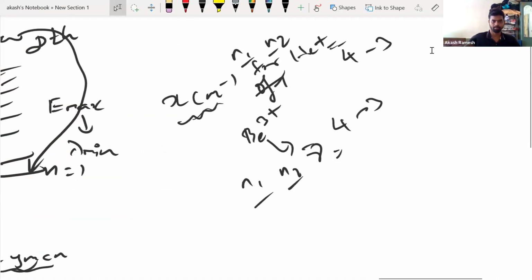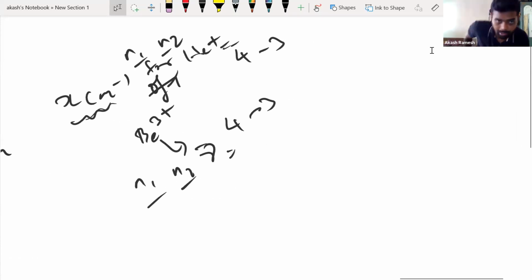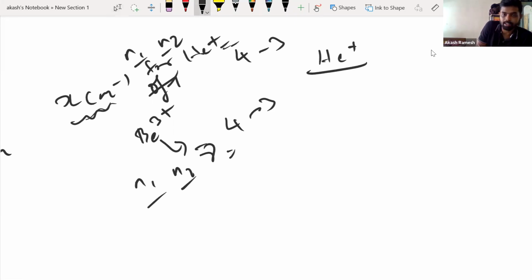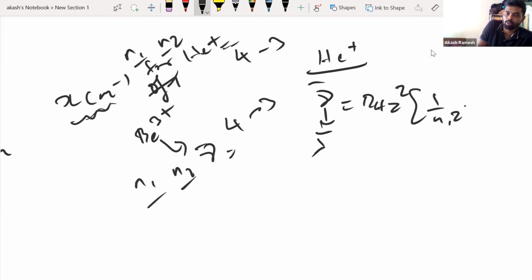It's a very simple problem. Let me do it for you. Say for He plus, we'll calculate first. The formula goes like this: mu bar is equal to RH Z squared, where mu bar is nothing but 1 by lambda, times 1 by N1 squared minus 1 by N2 squared. Now let me substitute. This value, mu bar for He plus for some transition N1 and N2, is given as X.